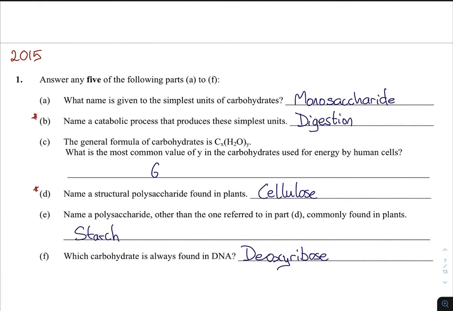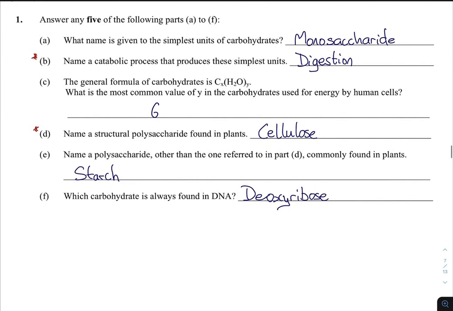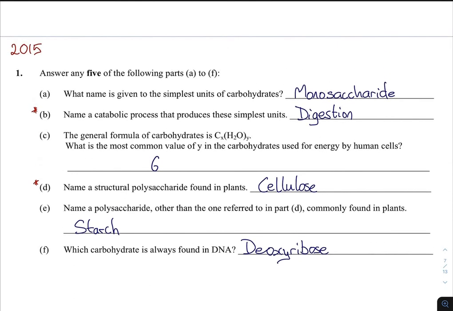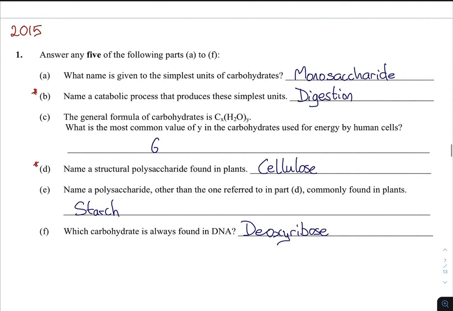Name a structural polysaccharide found in plants. Cellulose, and again, they were looking for the word structural. If you wrote down starch, that wouldn't have got you the marks, because starch, although it is a polysaccharide, is not a structural polysaccharide. Name a polysaccharide other than the one referred to above that's commonly found in plants, so that's your starch. Finally, what carbohydrate is always found in DNA? That's your deoxyribose. If you haven't done the DNA and RNA chapter yet, you wouldn't have known that.